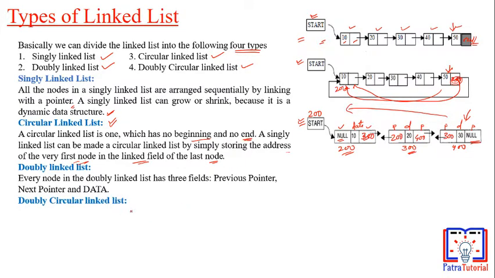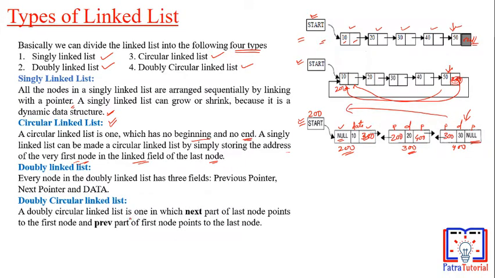Doubly circular linked list. Okay, this is a little bit complicated, but still I will try to explain this one in my subsequent lectures. A doubly circular linked list is one in which the next part of the last node points to the first node and the previous part of the first node points to the last node. So let me show you the diagram.